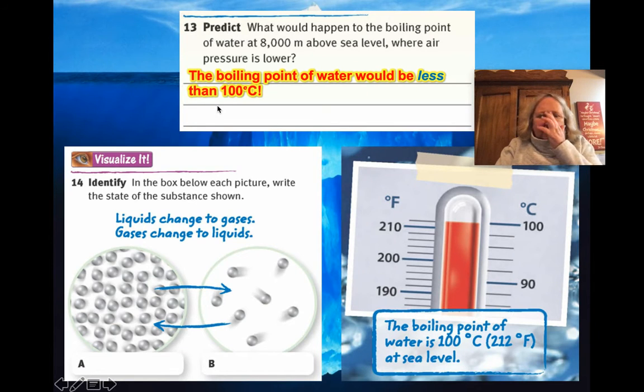Well, okay, it would be less because there's less air pressure. All right, so this question here is similar to one we just had. Liquids can change to gases and gases to liquids. Box A would be, I hope we know this, a liquid, and box B would be the gas. Again, the boiling point of water is 100 Celsius, 212 Fahrenheit.